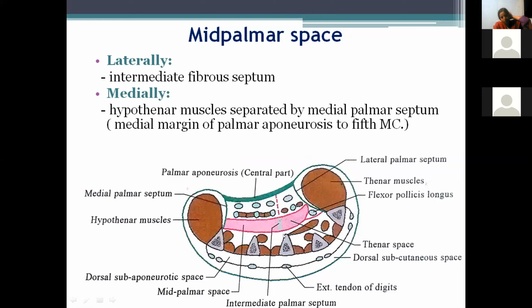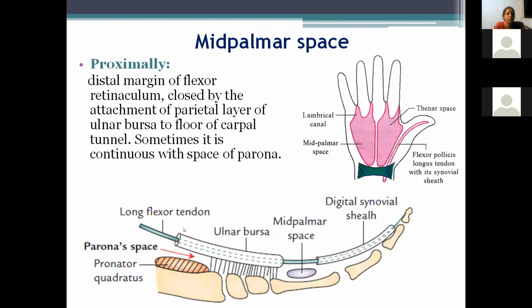Okay, then medially, this is the medial boundary. What are we finding medially? We are finding the hypothenar muscles. Okay, four boundaries we saw.